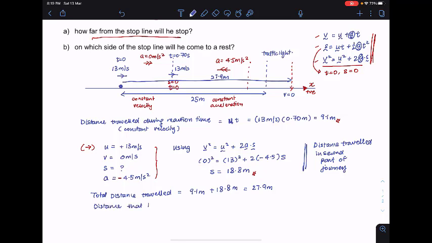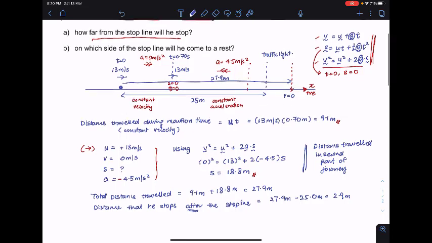So the distance, right, that he stops after the stop line is 27.9 meters minus 25 meters, and that gives me 2.9 meters. Okay, so he will stop beyond the stop line. All right, so that's the answer for the example.